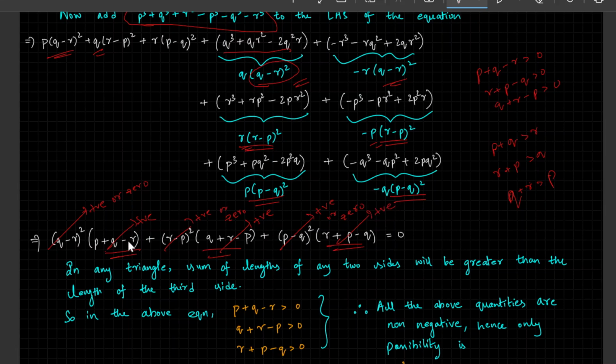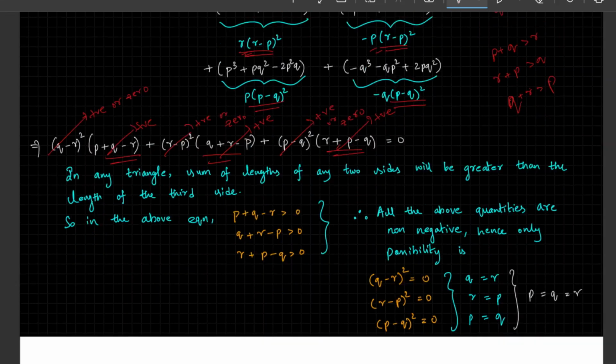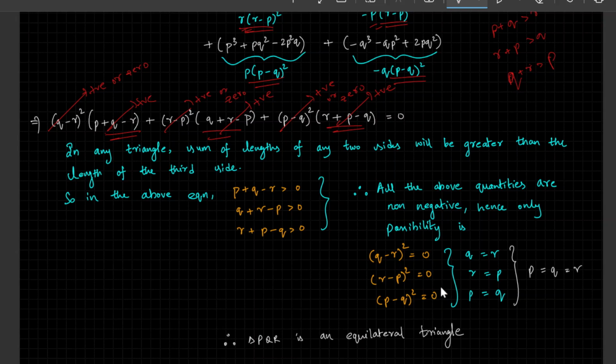Fine. So positive, positive, positive, and also non-negative quantities (p minus q) whole square, (r minus p) whole square, and (q minus r) whole square. And this sum is equal to 0. The only way it will be possible is if each square term is 0. That is, (q minus r) whole square should be 0, (r minus p) whole square should be 0, and (p minus q) whole square is equal to 0. So that means q is equal to r is equal to p. So it's an equilateral triangle. So triangle PQR is an equilateral triangle.